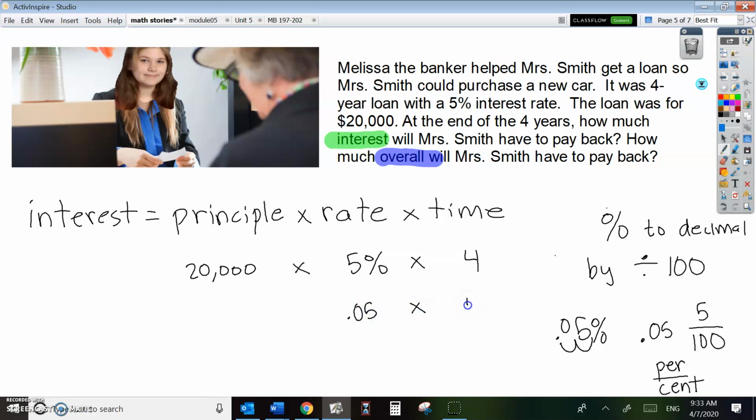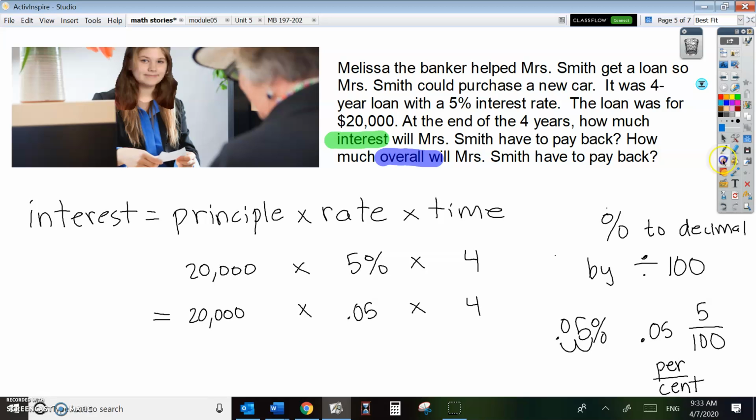And then we'll multiply that by 4, and we'll also multiply that by 20,000. And that will give us the total interest that Melissa will owe. No, not Melissa, Mrs. Smith.